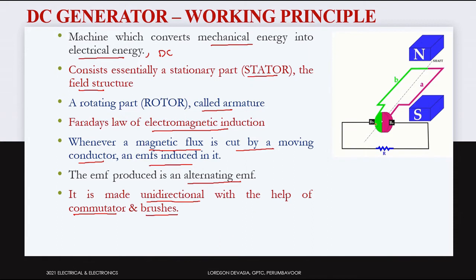So what is the difference between the AC generator and DC generator? That is, in AC generator, the alternating current is generated, but in DC, the direct current is generated. The thing is that in AC we are using slip rings, but in DC we are using split rings, and the split rings convert the AC voltage into DC voltage.